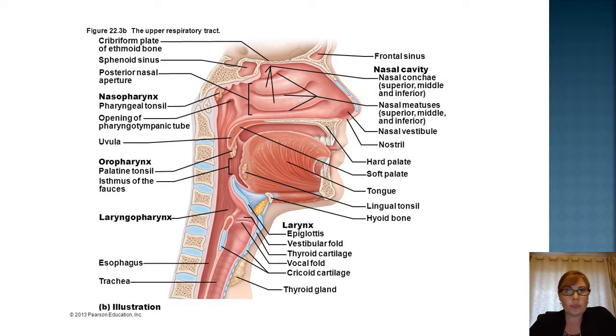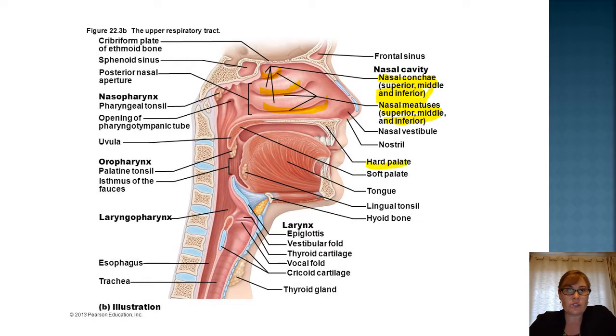So what we're looking at here are the nasal conchae. Nasal conchae right here. These are these curved structures: nasal conchae, nasal conchae, nasal conchae. And then underneath the nasal conchae, we have the meatuses, which are the underneath spot after the curve. So they're little grooves.